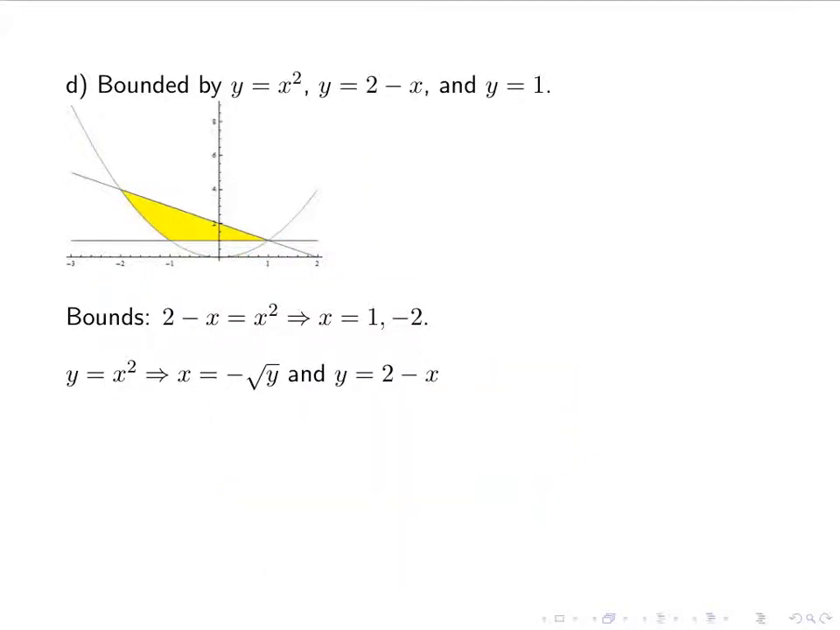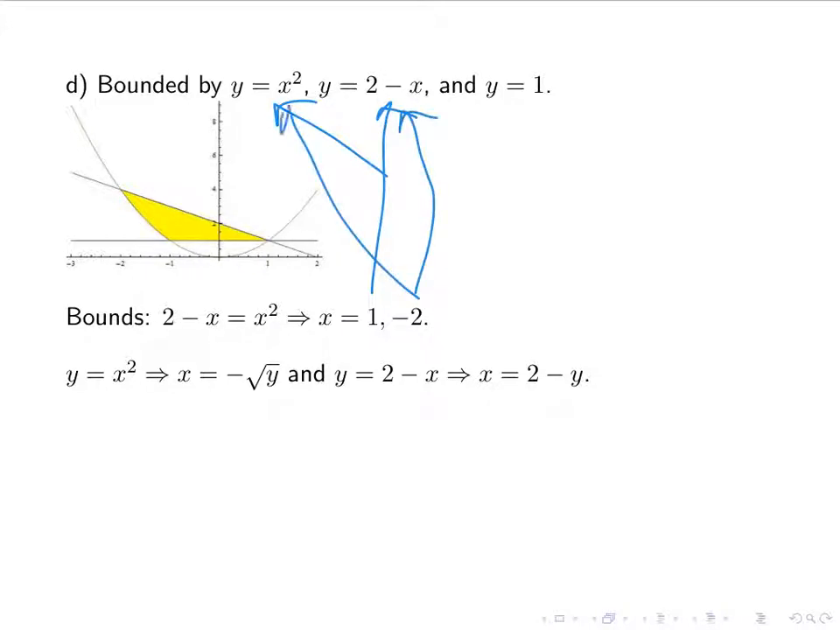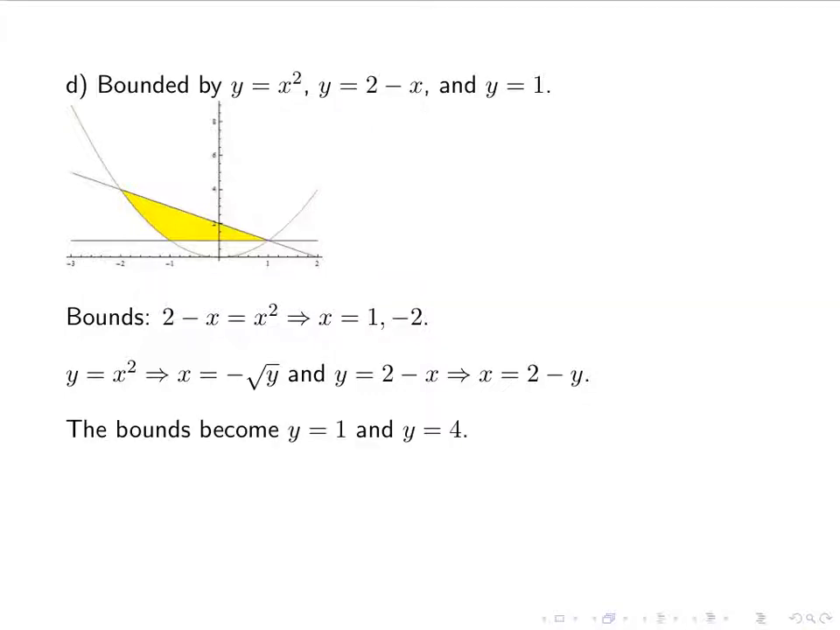Our other equation is y equals 2 minus x. Solve it for x, and we get x equals 2 minus y. Next, we have to change our bounds. So our bounds we have are the x values. We need the y values. So I'm just going to take my first x, say 1, plug it into either equation, and solve it for y. So if x equals 1, y is also 1. And then when x is negative 2, y is 4. So our bounds become 1 and 4, the y versions of the x values. I want the y's.